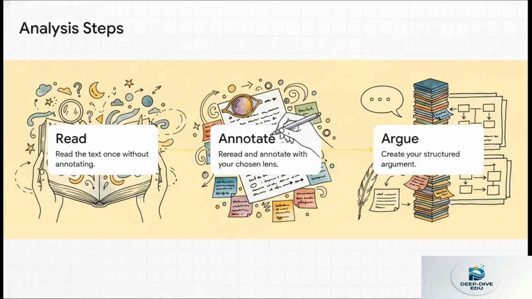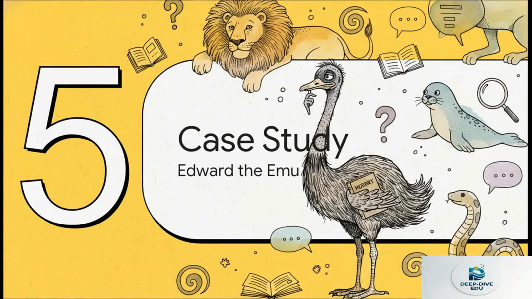In Step 2, you put on your chosen critical lens, grab a pen, and annotate every symbol, interaction, and structural choice that supports your theory. Finally, in Step 3, you take all those sticky notes and annotations, and you actually construct your formal argument. And now for the really fun part, Section 5, Case Study, Edward the Emu, Analysis in Action.